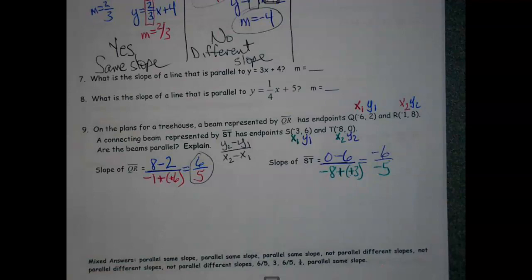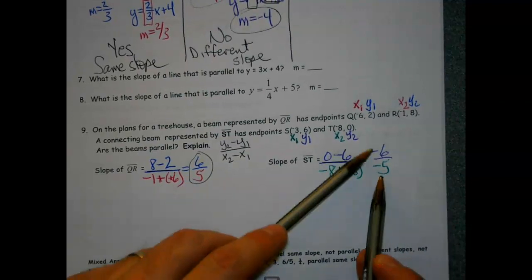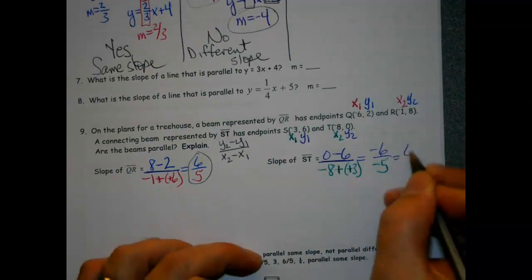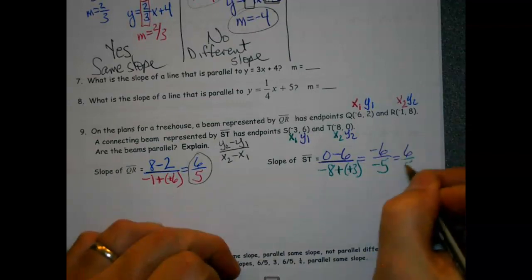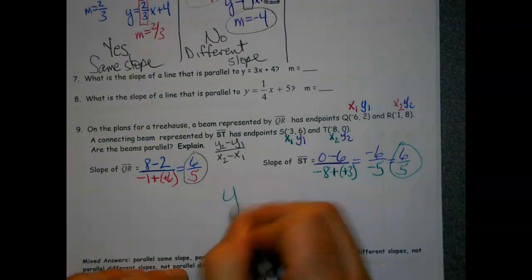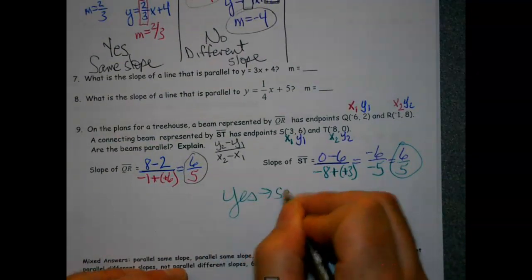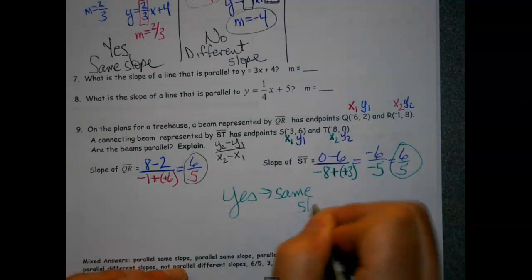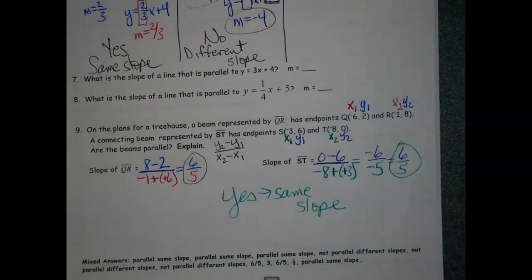Be careful. First you're like, nope, they're not the same. But remember, negative divided by negative is positive. These are parallel. They have the same slope. That's how we take the general concept that we're learning about and use it for something that applies somewhere.